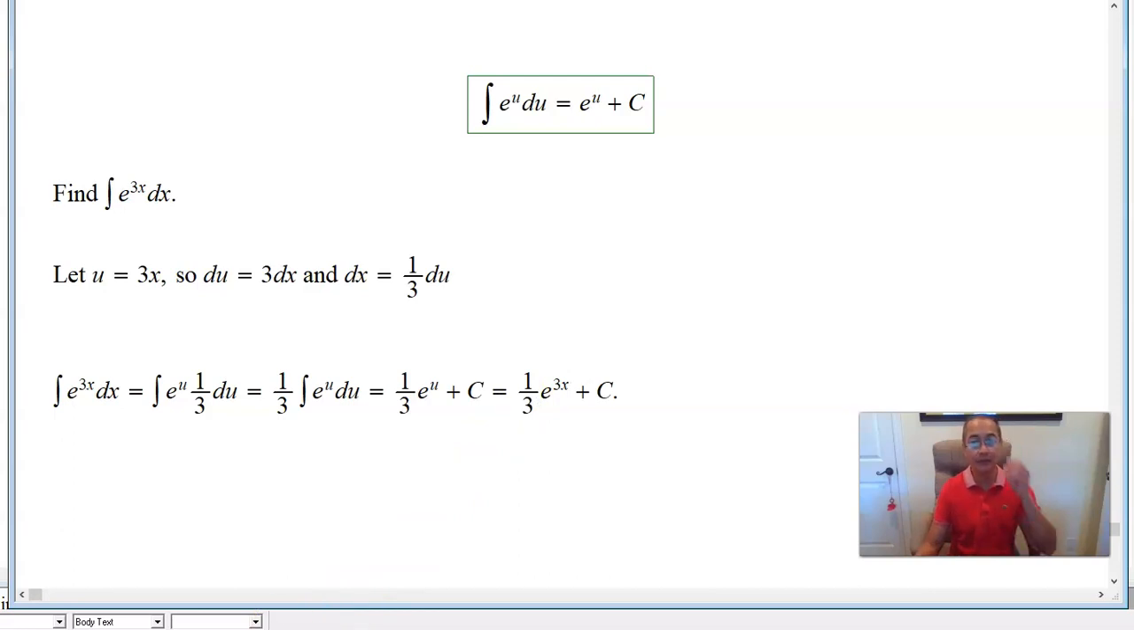So if you're only integrating e to the kx, where k is a non-zero number, notice in general that you get k in the denominator here. So you get 1/k e to the kx as well.